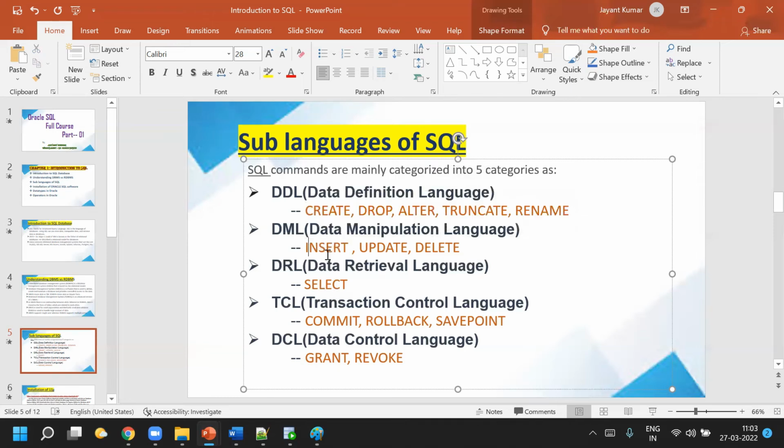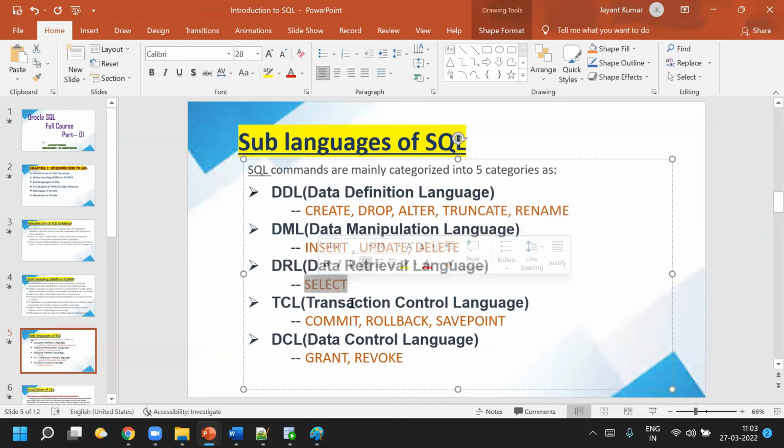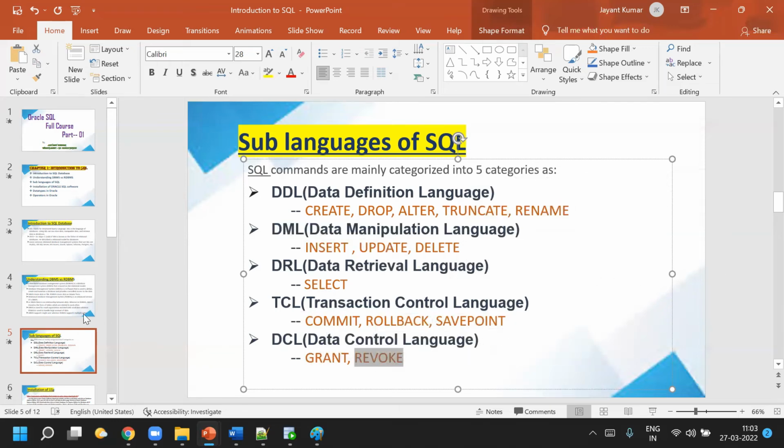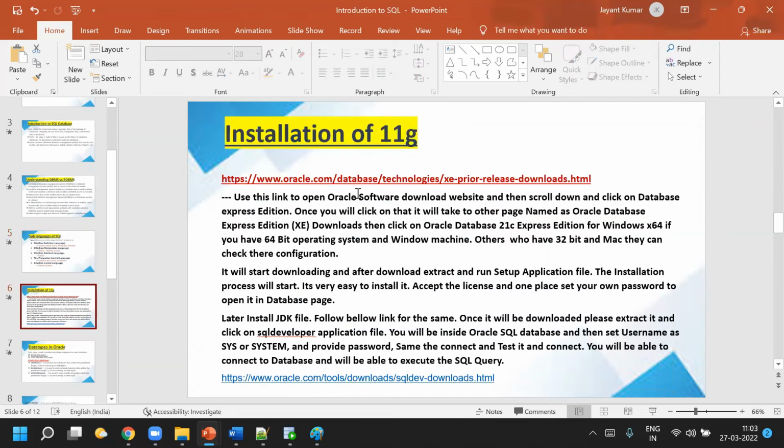You will not have access to insert, update, and delete either. You will have access only for select, so that you can fetch the data and do validation. You will do all validation using select only. Commit and rollback you will also not have access to, and grant and revoke also not. Only select. But knowing the basics, you will know everything. I will cover each and every topic from this.